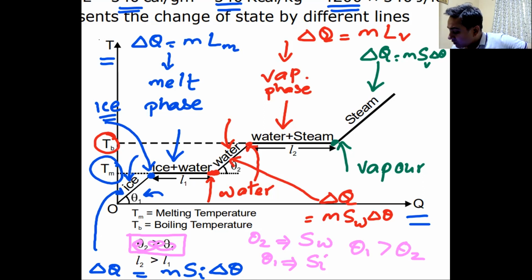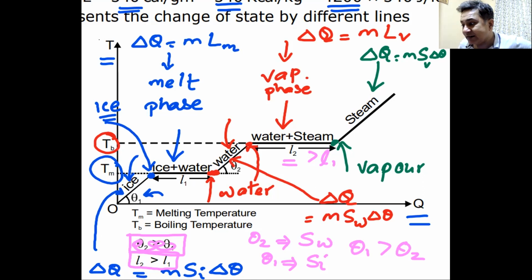Now, let us talk about this L1 and L2. L1 stands for the latent heat of melting of ice. L2 stands for latent heat of vaporization of water. We all know which is more. Latent heat of vaporization of water is more, and therefore the length of line L2 will be greater than the length of the line L1. Do we understand this?